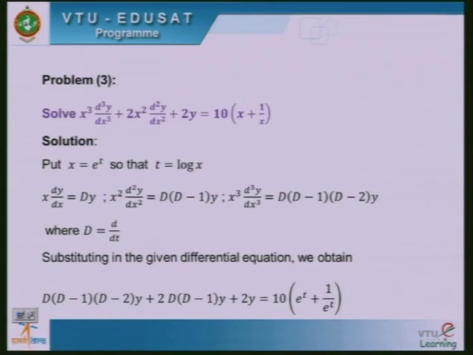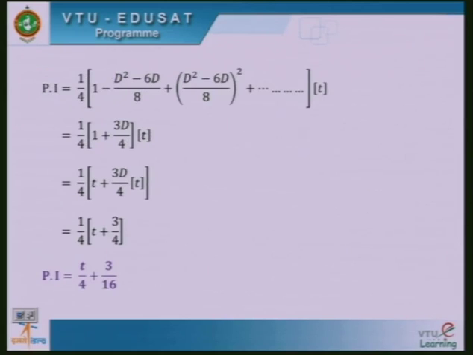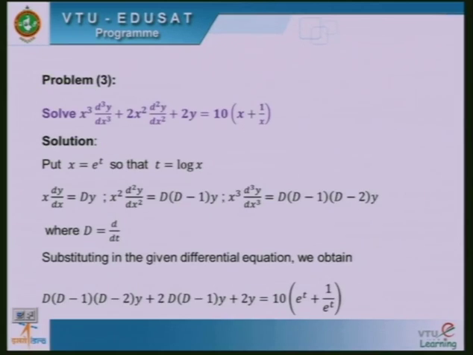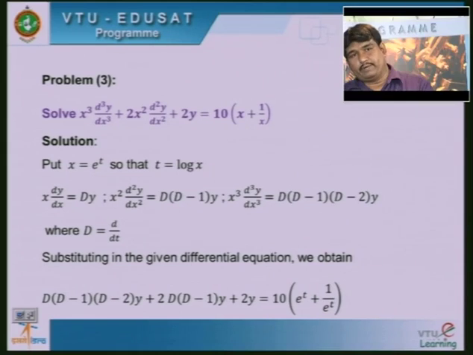Complete solution I have written. Of course I have converted t to log x, which is our assumption. Now problem number 3. Solve x cube d cube y by dx cube plus 2x square dy by dx plus 2y equals 10 into x plus 1 by x.